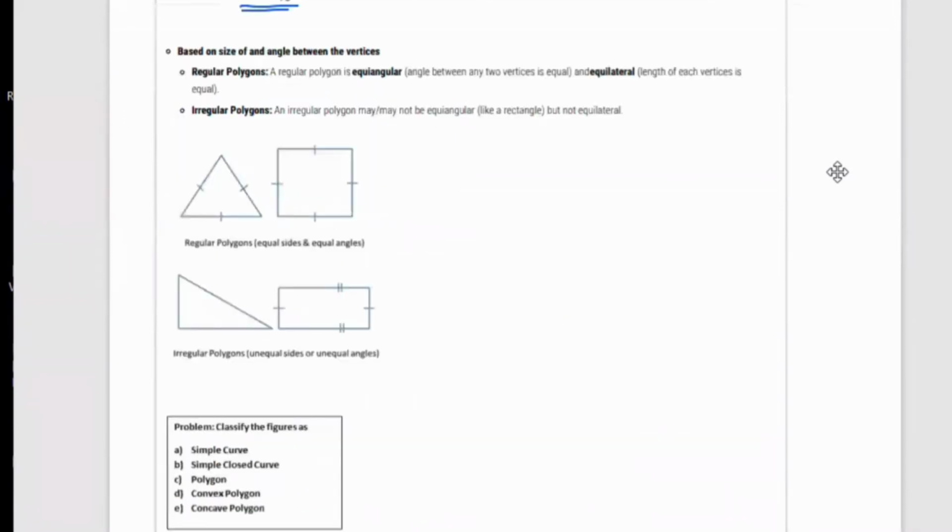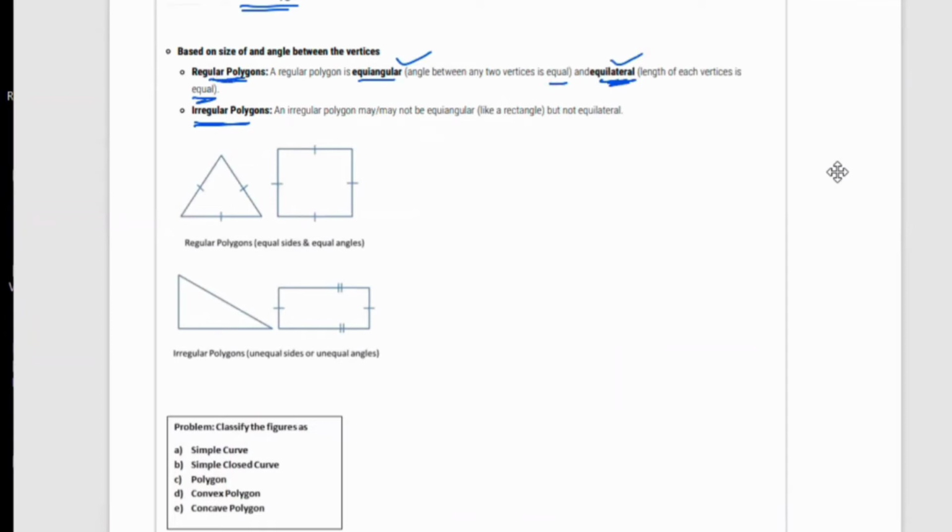Next, based on sides and the angle between the vertices, we have two types: regular polygon and irregular polygon. A regular polygon is equiangular, meaning the angle between any two vertices is equal, and equilateral, meaning the length of each side is equal. If the words equiangular and equilateral come, we have to say that it is a regular polygon.